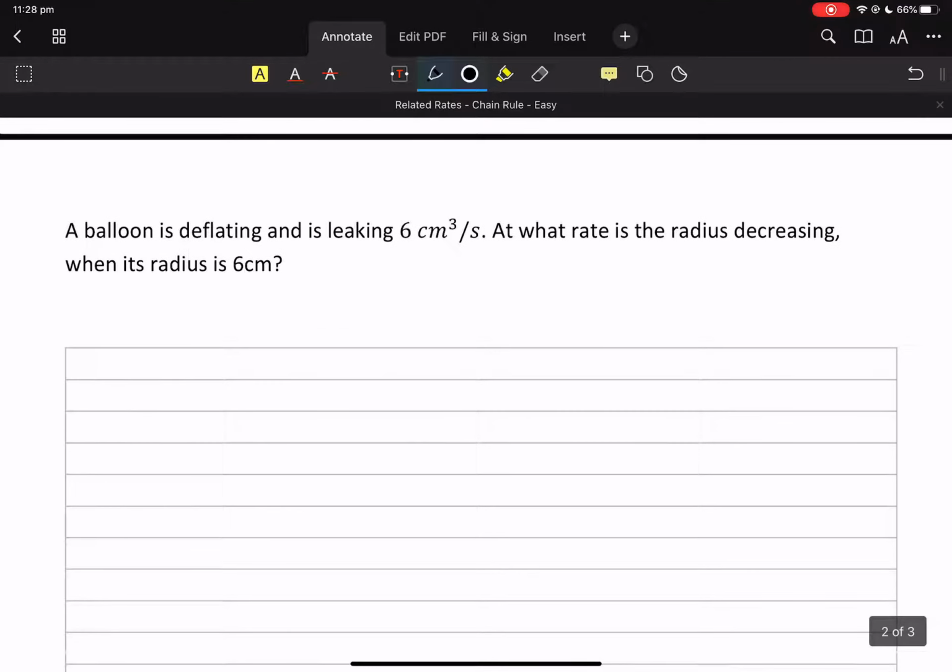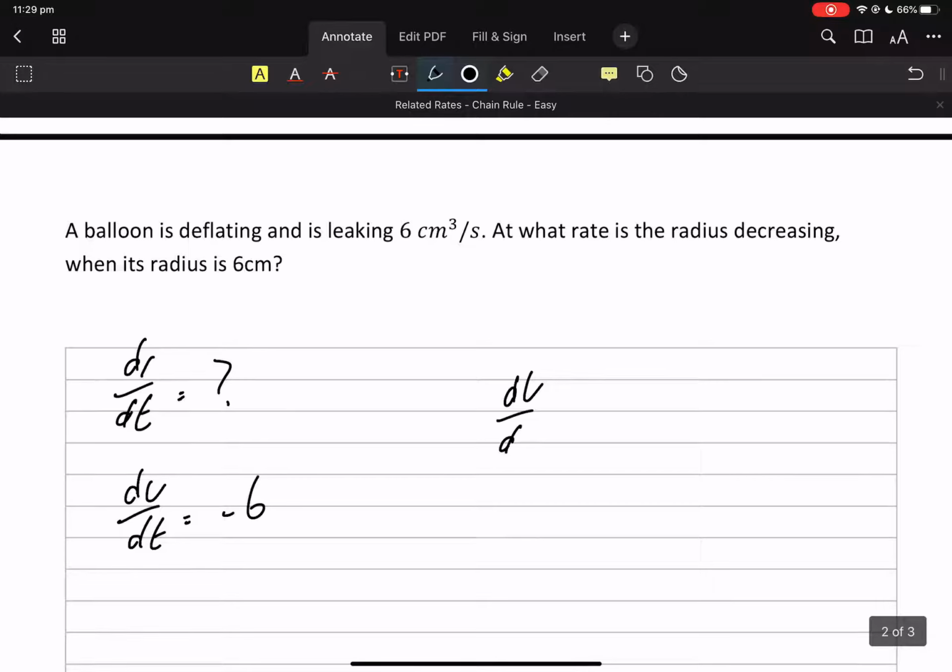Okay, next one. A balloon is deflating. A balloon is deflating. And we want to find the rate that radius is decreasing. So that's dr dt is we don't know. Air is coming out. Air is volume. So we've got a dV dt is -6. And what are we finding? That's right, dr dt. Okay, so let's just go.